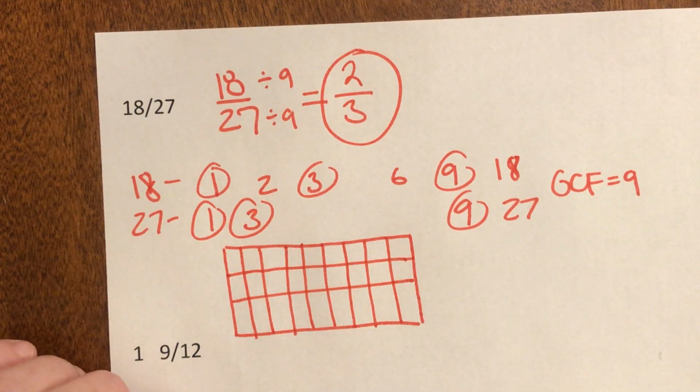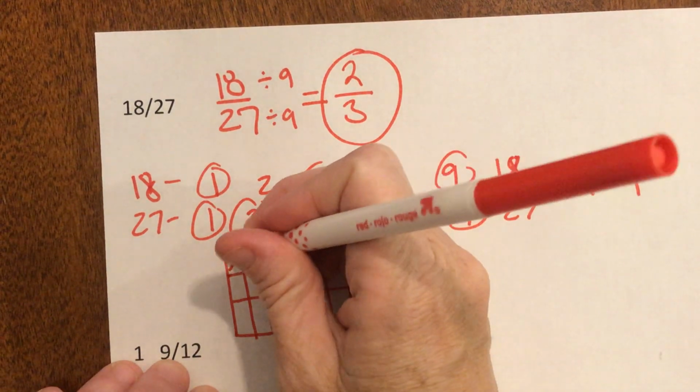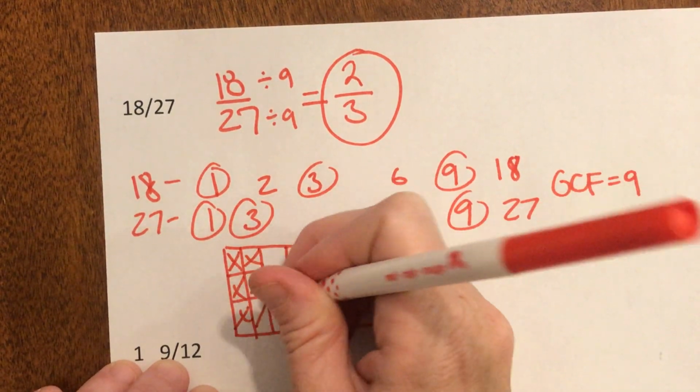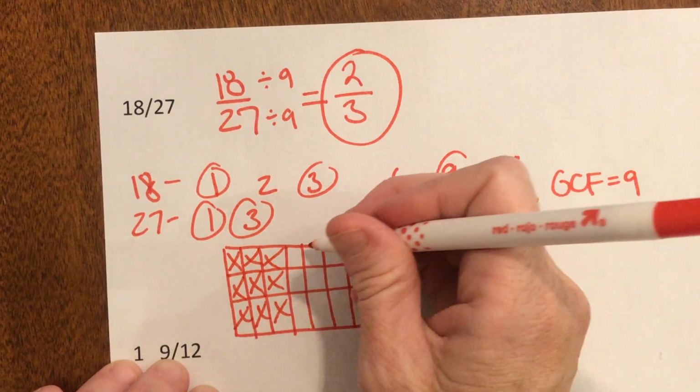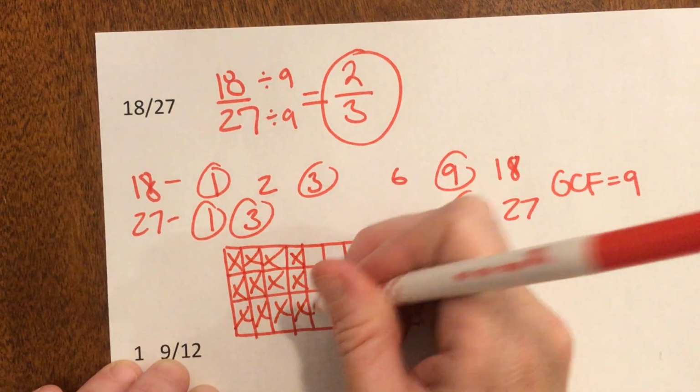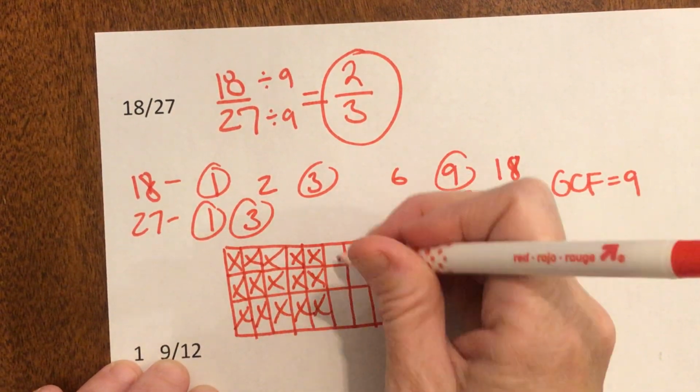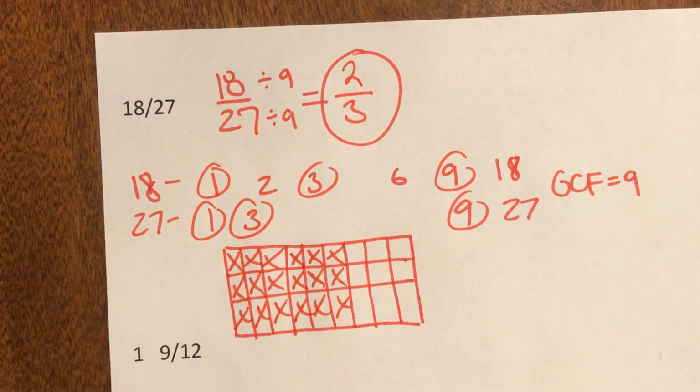That's 27 pieces. And this time I had 18 of them. So I'm just going to do an X to kind of make it not so messy. So that's 3, 9, 12, 15, and 18. So that's how many I had. Well, what would this look like if it was 2/3?